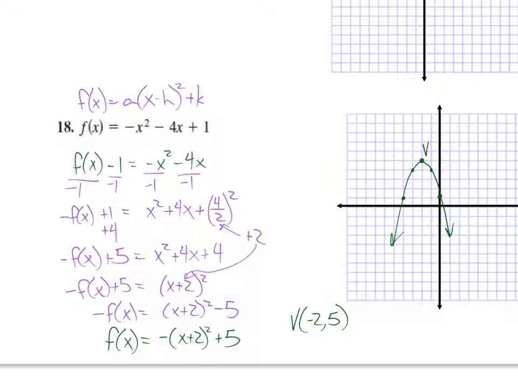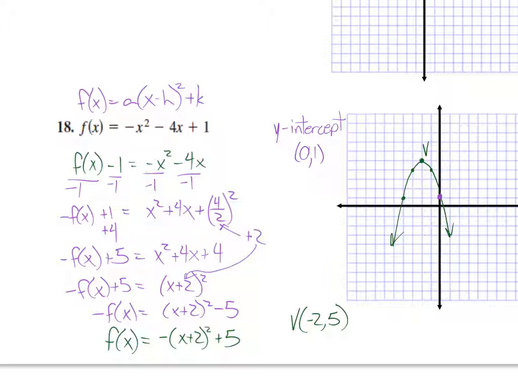So we've got the vertex. Let's consider the y-intercept. Where's our y-intercept? At 0, something. So 0 what in this case? 1. Remember, when it's given in standard form, that constant term at the end is always going to be your y-intercept. You can see that right here on the graph. Our y-intercept is at 1.